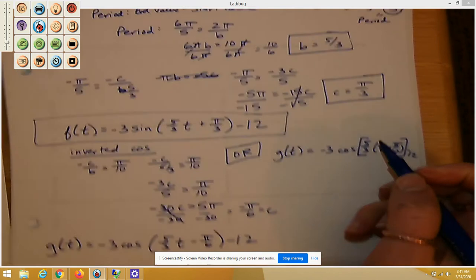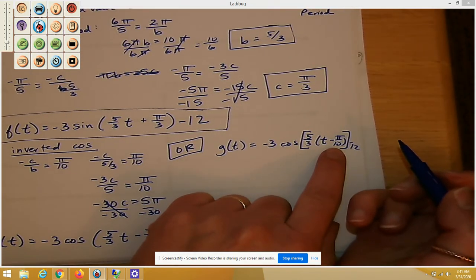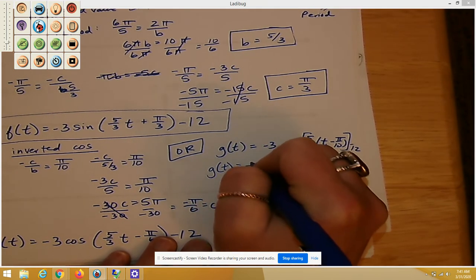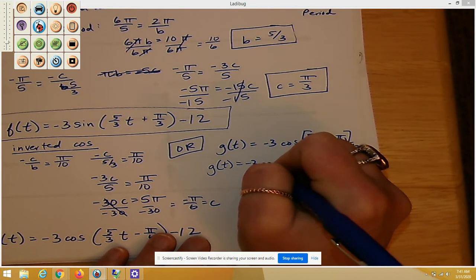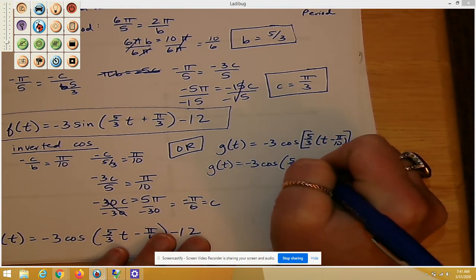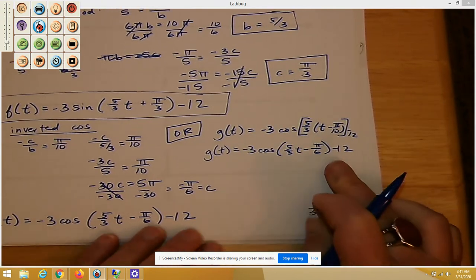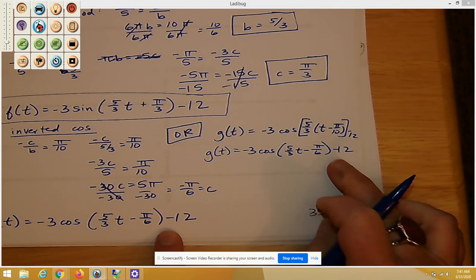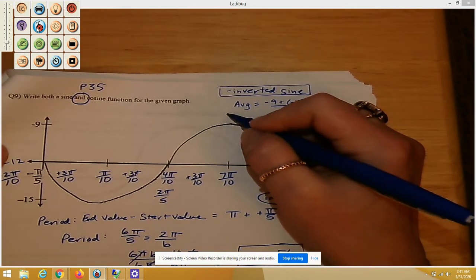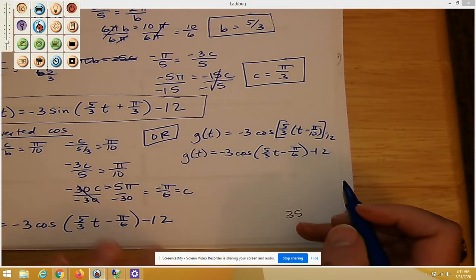So if you looked here, we had pi over 10. So that's why this is going to be negative. You always switch it. And then if you multiply that out, it's actually not that bad. You have negative 3 times the cosine of 5/3 t minus pi over 6 minus 12. And that's the same thing that I just had here. So these are equivalent. I could have done this as a regular cosine, and said that the phase shift was 7 over 10.